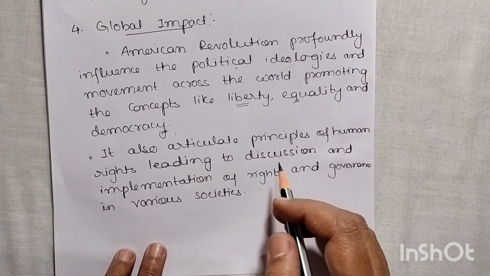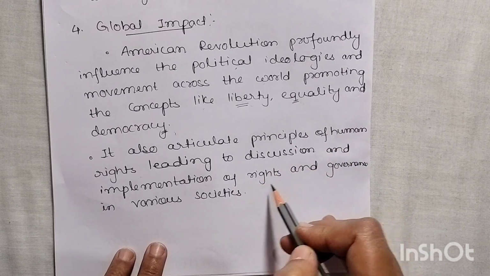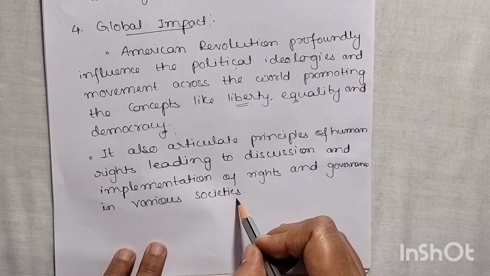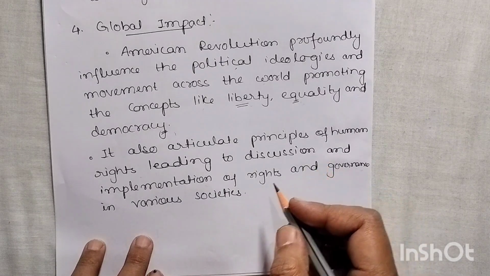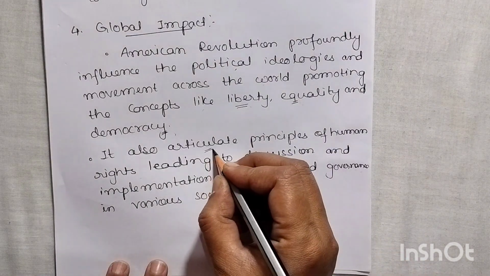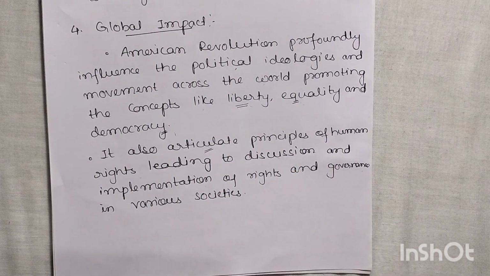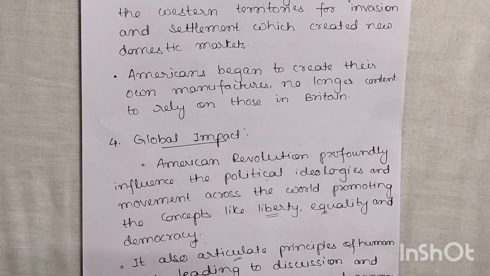It also articulated the principle of human rights, leading to discussion and implementation of rights and governance in various societies. Not only this, the principle of human rights, that is the universal right, isn't it? Human beings should get human rights regardless of their sex, nationality, religion, language. So this has also been articulated and made known to the various societies of the world. So this is the after effect of the American Revolution.